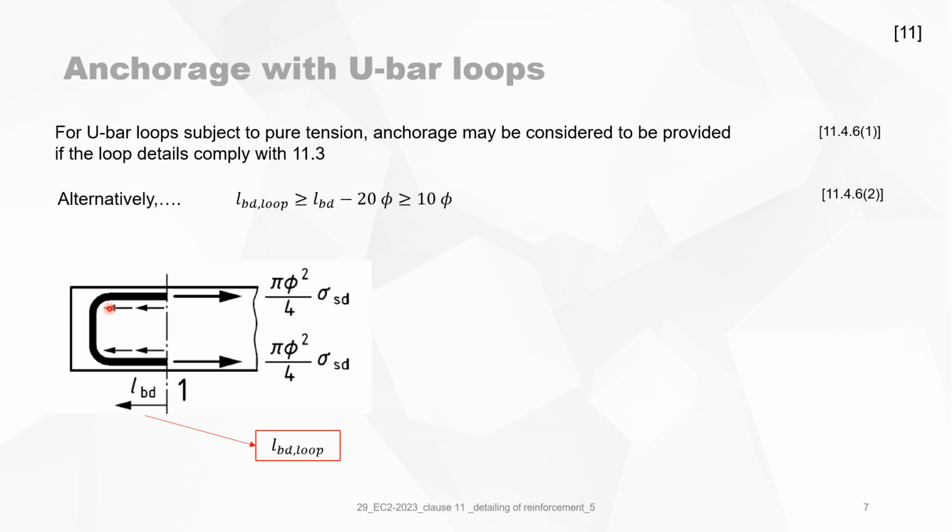Okay, why not? And then it says, alternatively. Why is there an alternative? Alternatively, the LBD loop, which is from there to there, must be bigger than LBD for straight bars minus 20 phi and must be bigger than 10 phi. This is not very clear. Why should we have the option between those two? Either it is fully anchored or it is not. It's one of the two.